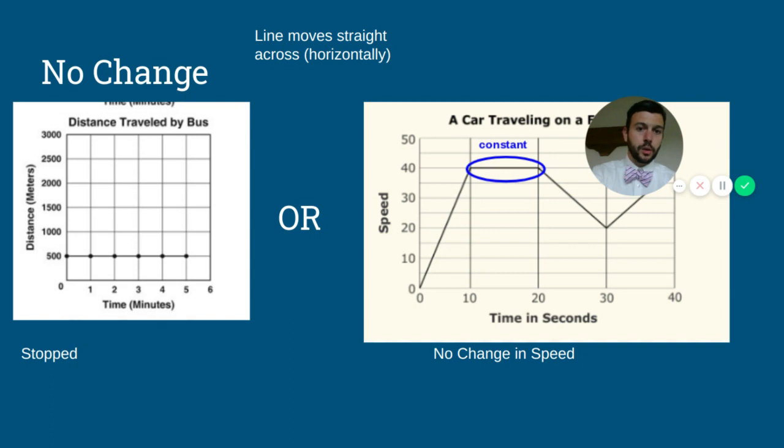But if you look at the other one, where I have it circled in blue, and at the bottom it says no change in speed. It says constant. The difference there is the speed is not changing. Your y-axis is speed. So the speed stays the same, meaning it's moving at a constant pace. So this straight line across means there hasn't been a change. It's going to depend on what your y-axis says as to whether or not that means it has stopped or the speed has stayed the same.